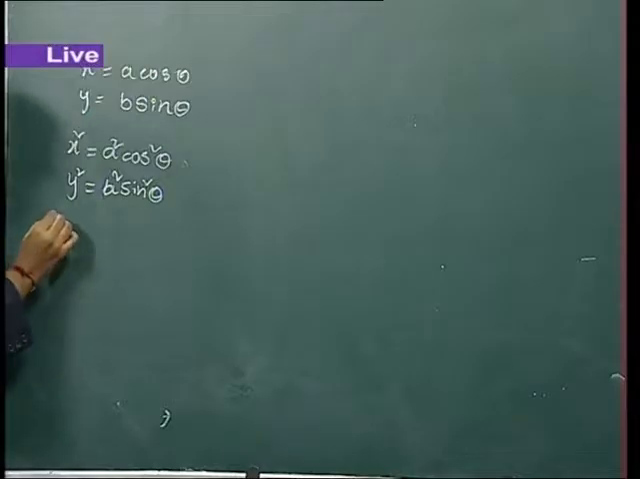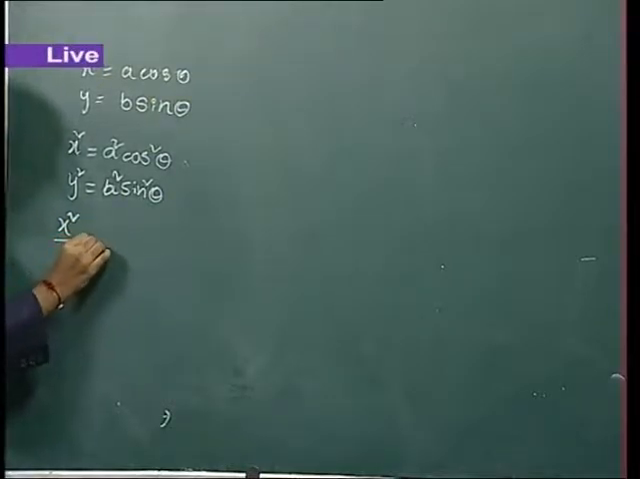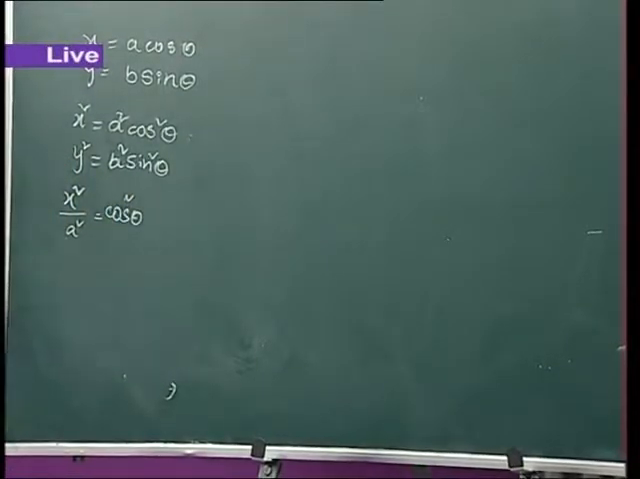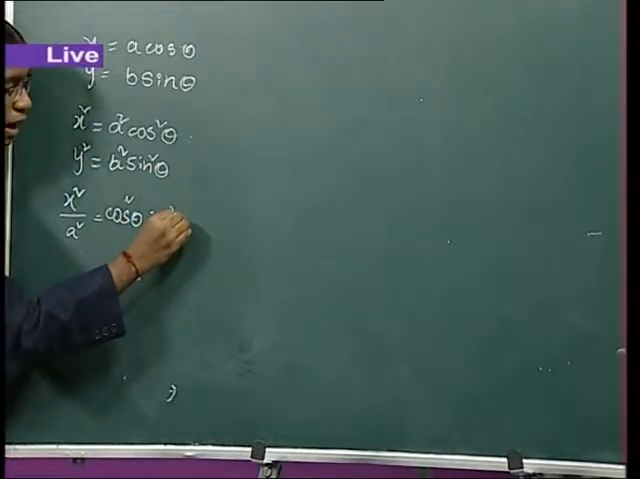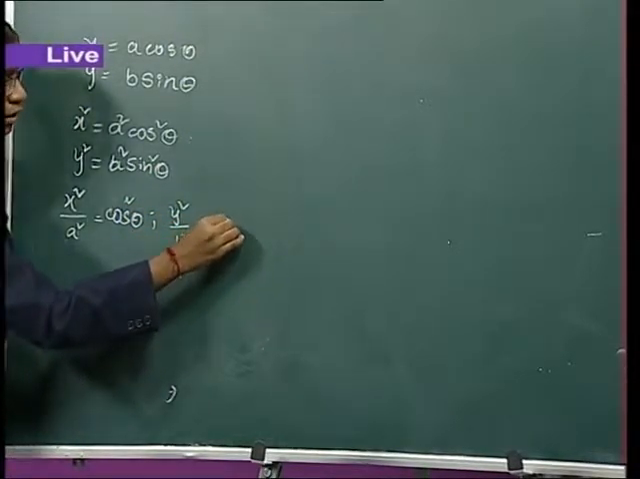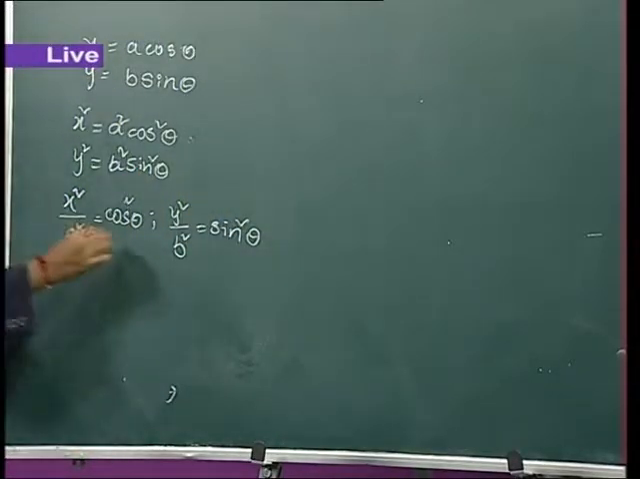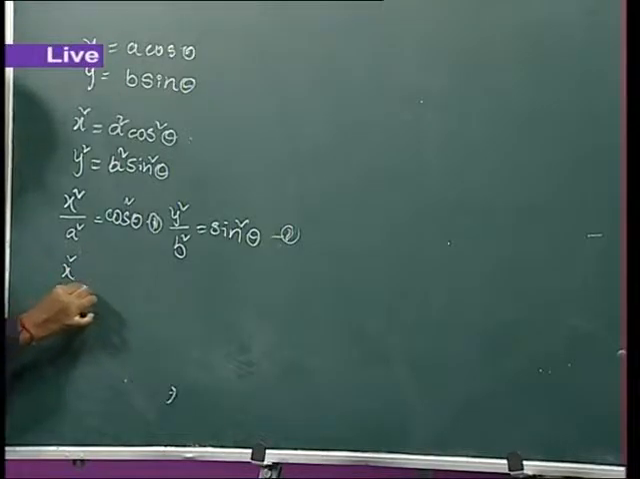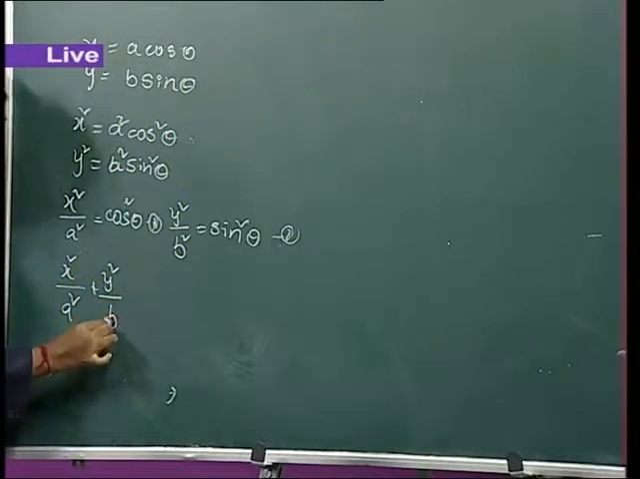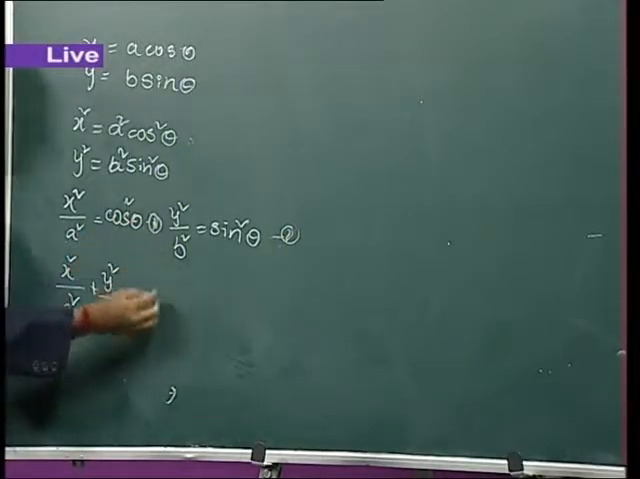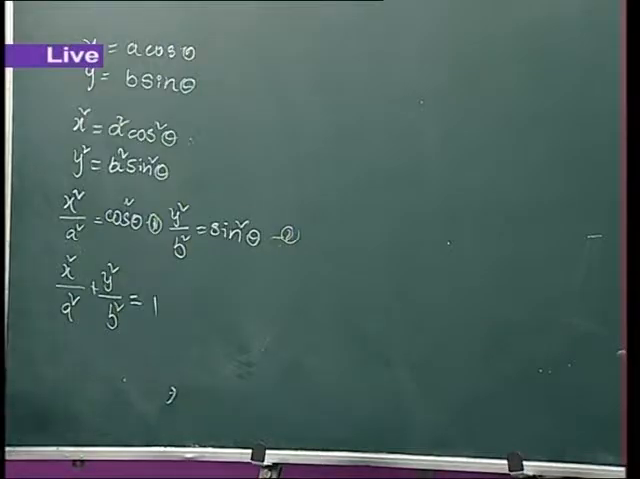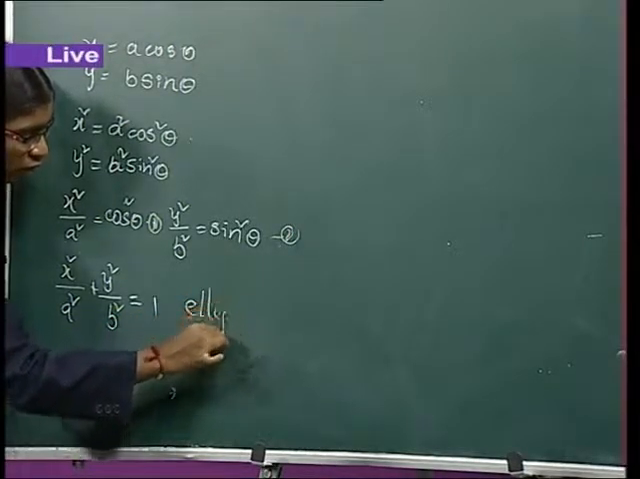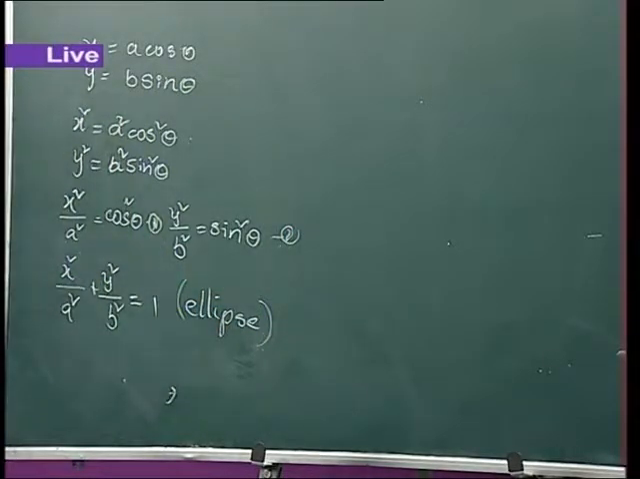Taking a square to the left-hand side, x square by a square is equal to cos square theta. Then y square by b square is equal to sin square theta. Adding equation 1 and equation 2, we get x square by a square plus y square by b square equals 1. It is the standard form of the ellipse.